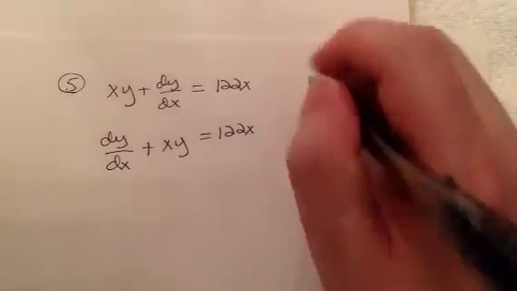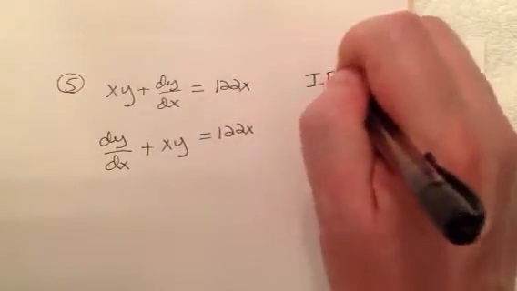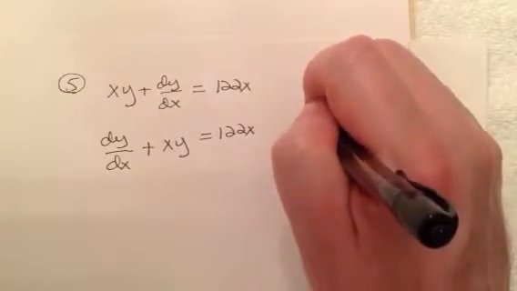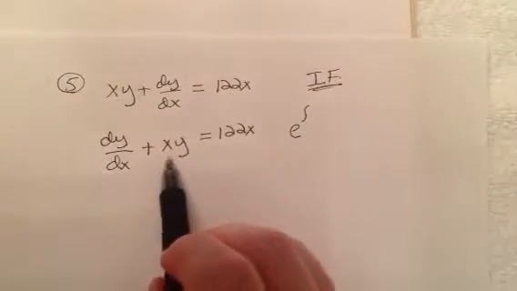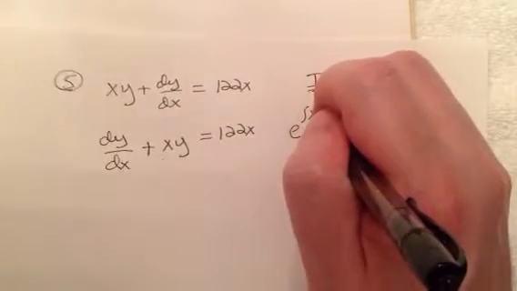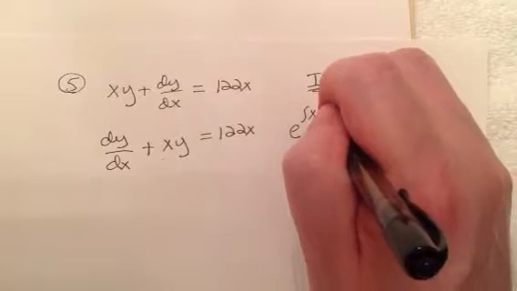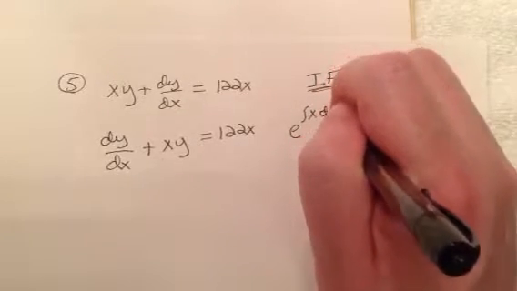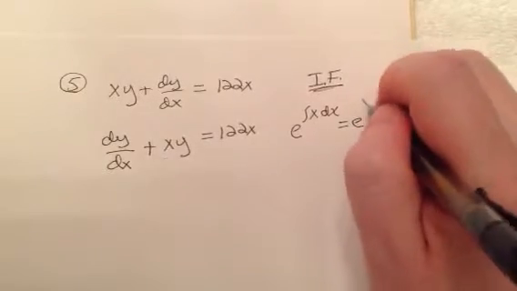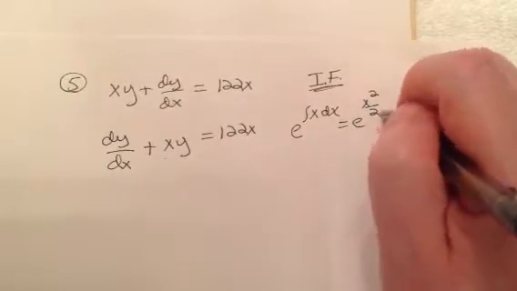Now for the integrating factor, we say we have e to the integral. The coefficient of the linear y term is x, so you're looking at e to the integral of x dx, which is equal to e to the x squared over 2.